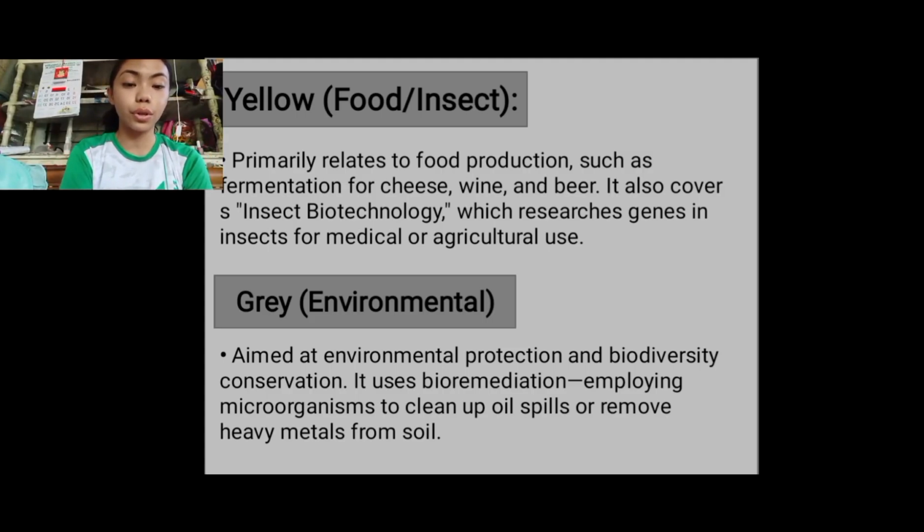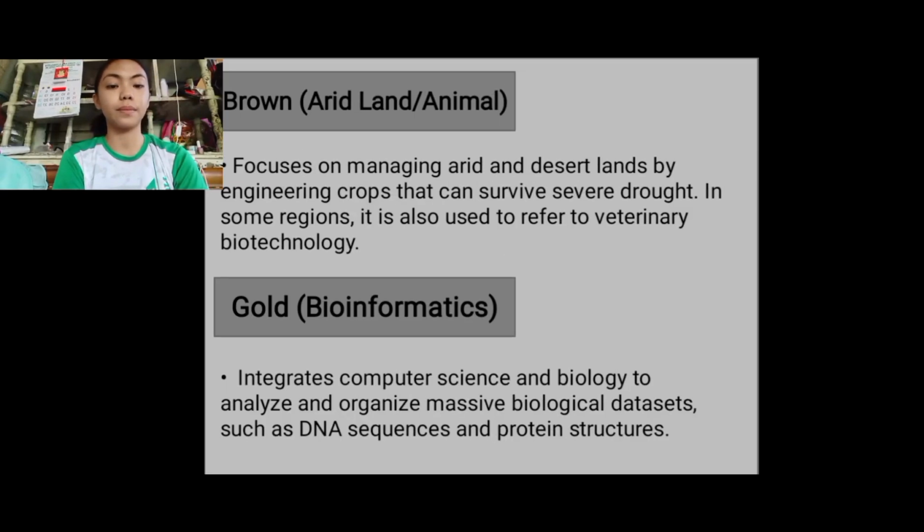Next, we have the environmental, which is represented by the color gray, aimed at environmental protection and biodiversity conservation. It uses bioremediation, employing microorganisms to clean up oil spills or remove heavy metals from soil. Now in modern times, they use biotechnology to use microorganisms to clean up oil spills in the oceans, or remove any harmful chemicals or metals from the soil.